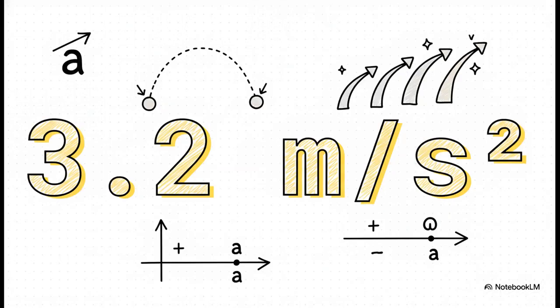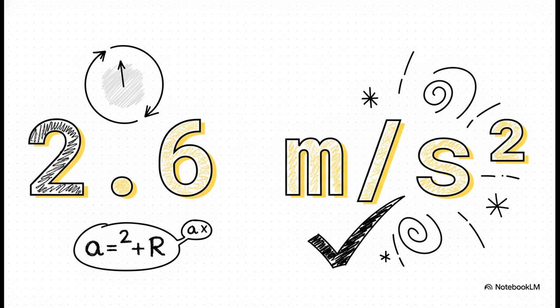At those extreme points, where the particle turns around, the acceleration is purely tangential. We calculate a times omega squared, and we get our first answer, 3.2 meters per second squared. And now for the center point, where the particle is moving fastest. Here, the acceleration is purely normal. We run the numbers through our omega n formula, and it comes out to 2.6 meters per second squared. And just like that, part A is done.